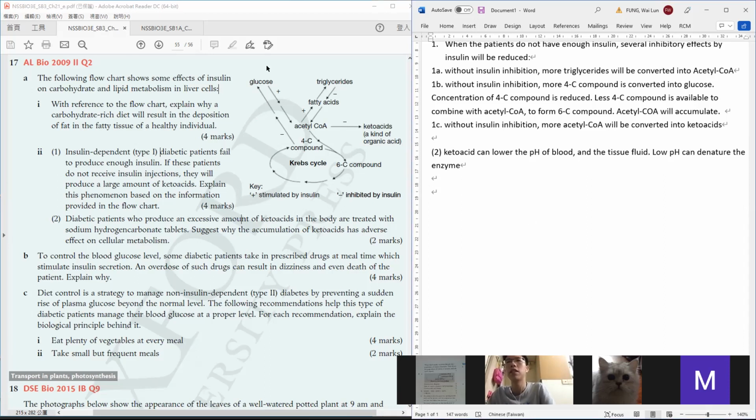Romana, do you remember what is the effect of insulin? Some diabetic patients take too much of those drugs. Overdose of drugs can stimulate more insulin secretion. They stimulate insulin secretion too much. What happens? What is the insulin effect?